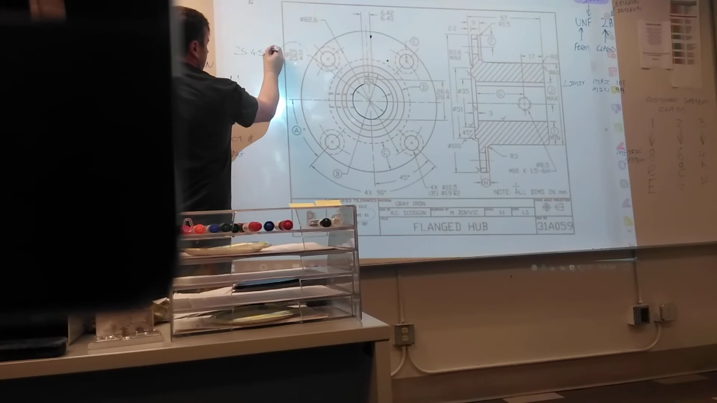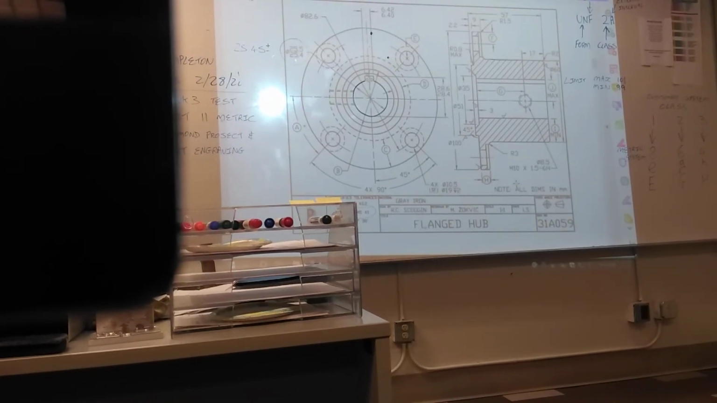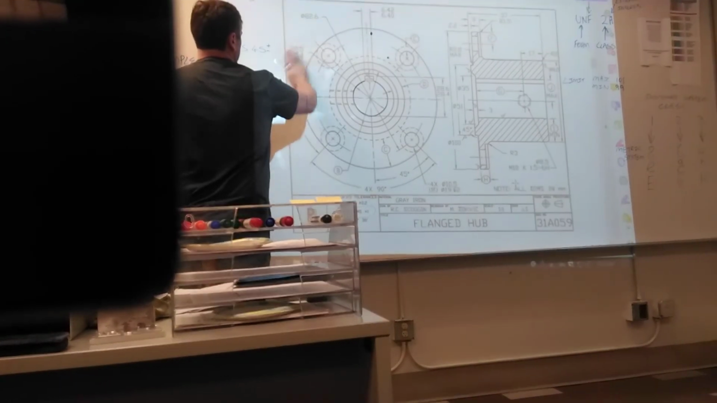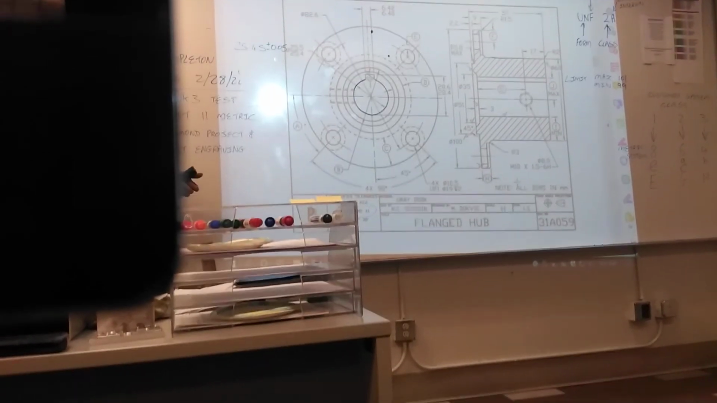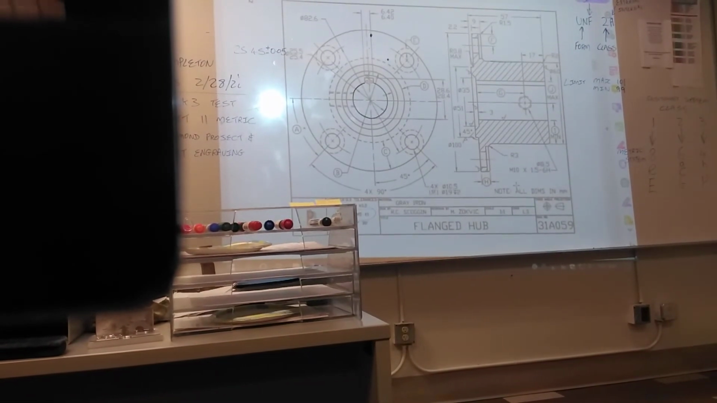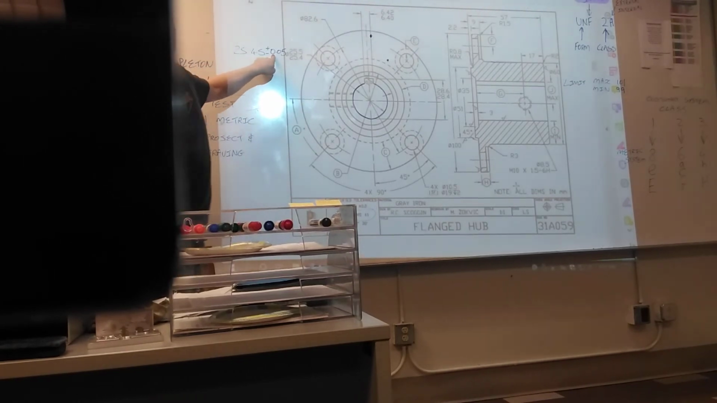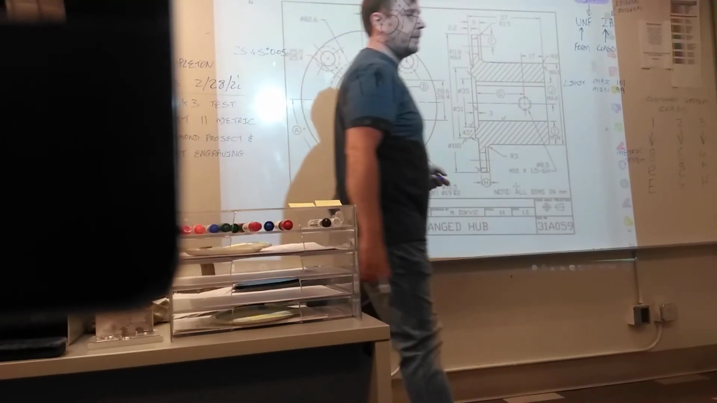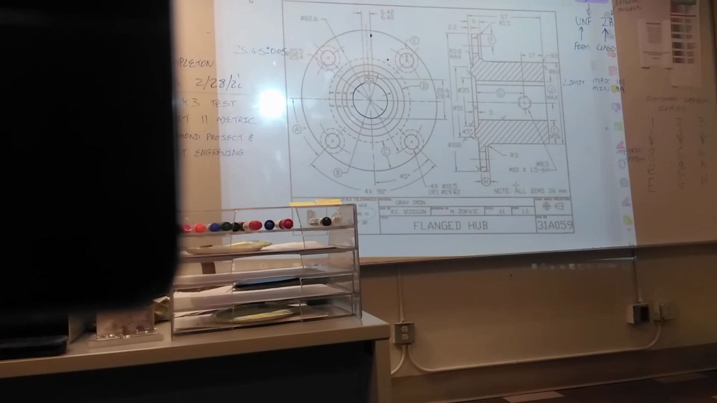Equal bilateral means you have a plus and negative of the same number. And that number is 0.05. Remember, in metric, you have to write the 0 before the decimal point, because that's not going to be 50 thousandths. 0.05 millimeters.